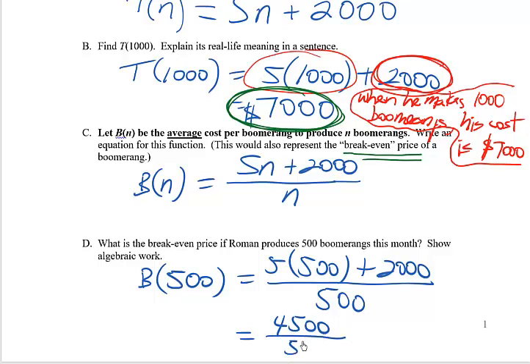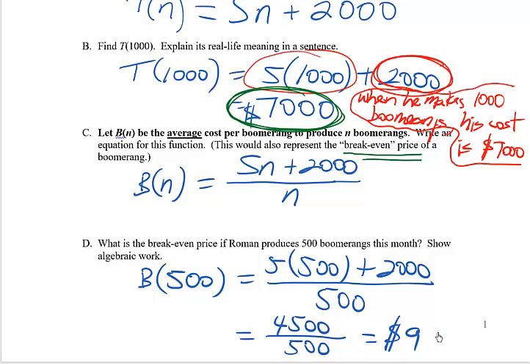The bottom is how many boomerangs. It's costing him a total of 4,500 bucks to make these things. If you divide it by how many he made, you will have his average cost per boomerang, otherwise known as the break-even price. Looks like that comes out to 9. In other words, $9 is the lowest price tag he can put on these things just to break even.